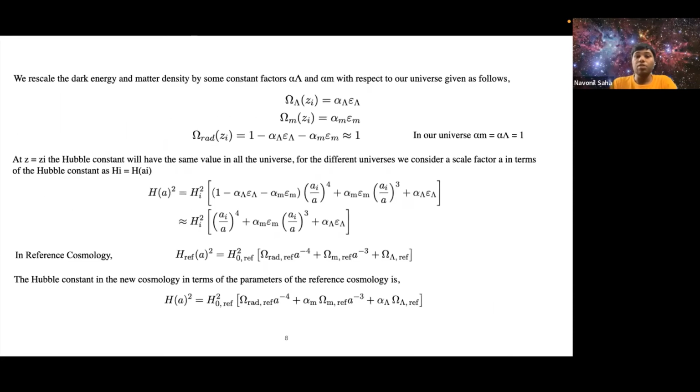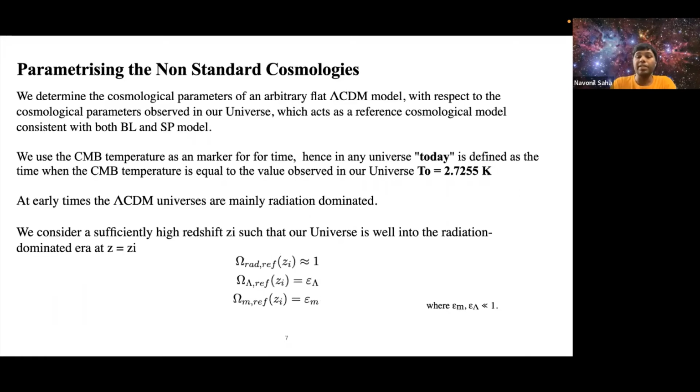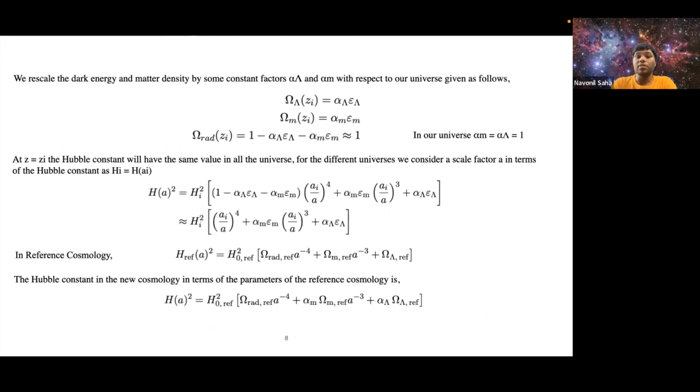Now from this, we rescale the dark energy and the matter density by some constants, alpha lambda and alpha m, and these will be the parameters which we will actually change for comparing different cosmological cases. This is given as omega lambda equals alpha lambda times epsilon lambda. As you can see from the previous slide, epsilon lambda is the omega lambda reference. So we can clearly see that omega lambda in the new cosmology is equal to alpha lambda times omega lambda reference.